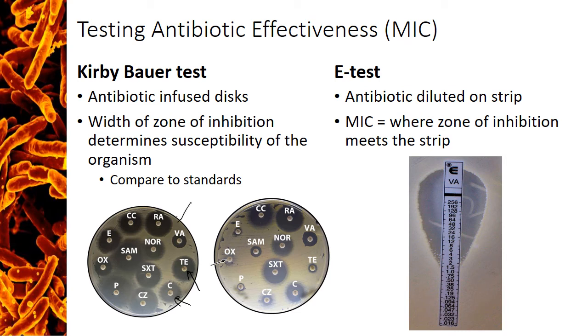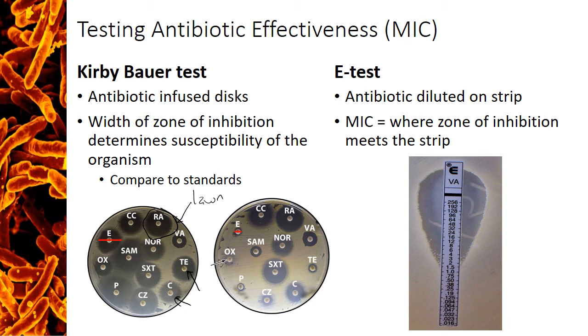The plate itself is covered in what we call a lawn of bacteria, and what we're looking for is the zone of inhibition, so the clearings that we see around each one of those discs. The size of that zone of inhibition is going to determine the susceptibility of the organism. The bigger the zone, the more susceptible, because the more effect the antibiotic had and the more it prevented the growth. In order to measure this, you measure the diameter of that clearing, so of that zone of inhibition.